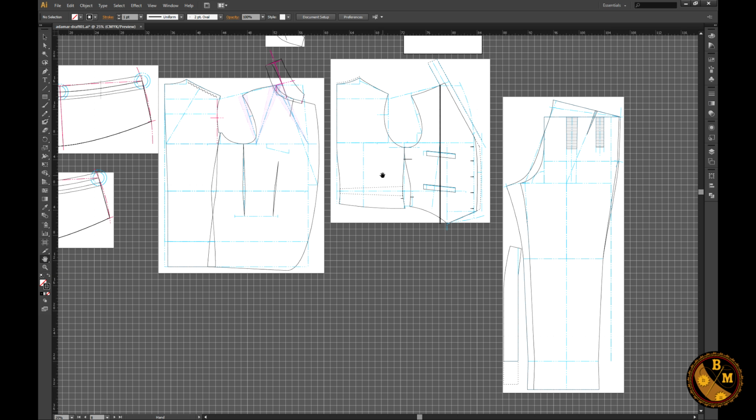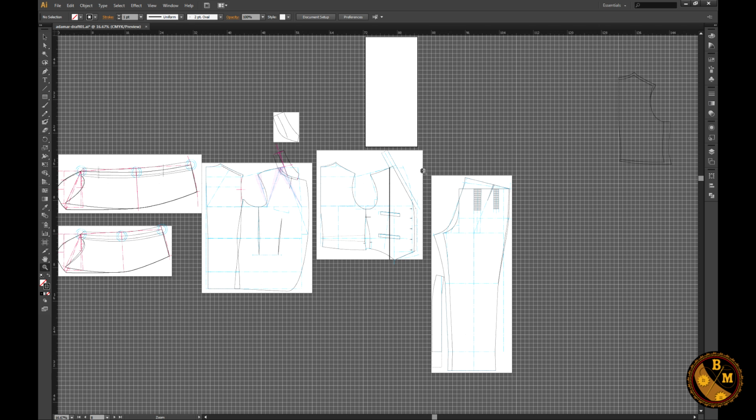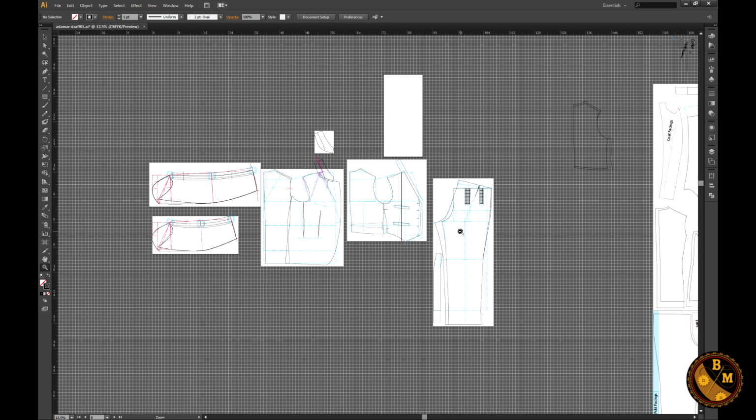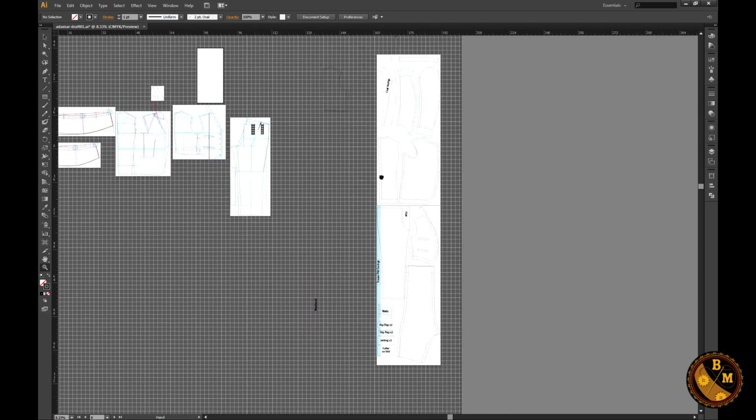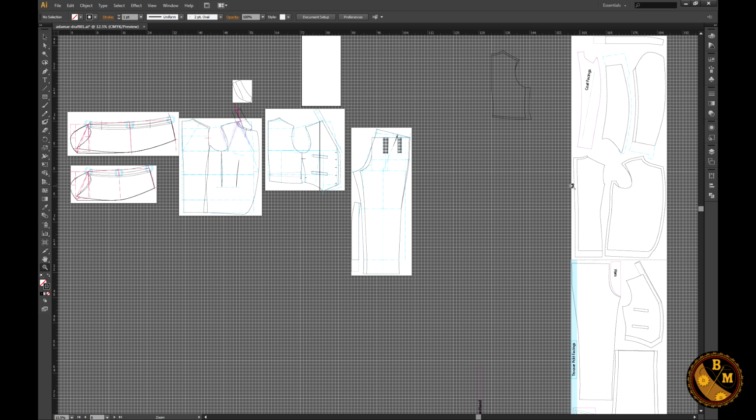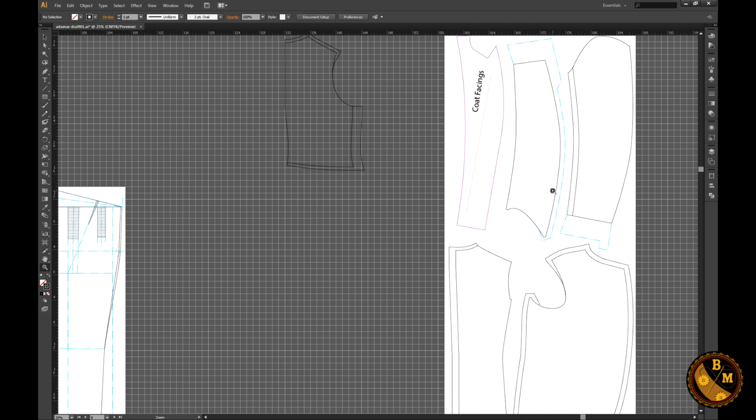After the pattern's made, the thread marks are put onto the cloth. The cloth is also cut at the same time, and it's handed off to the tailor, to the actual coat maker, or the person who's actually going to be making the garments. I'll go over the specifics of these in just a moment, but for now I'm going to slide on over to here, which shows the layout of all of the pieces.